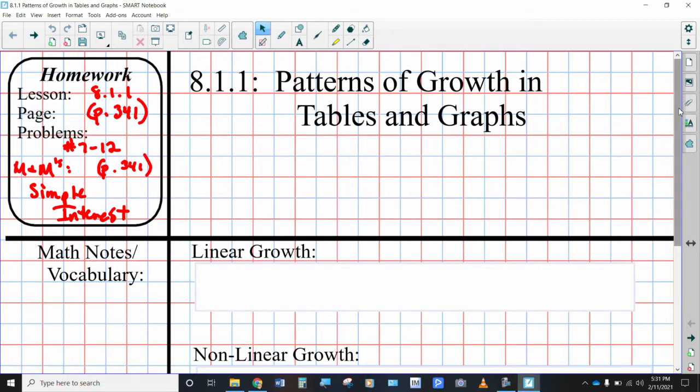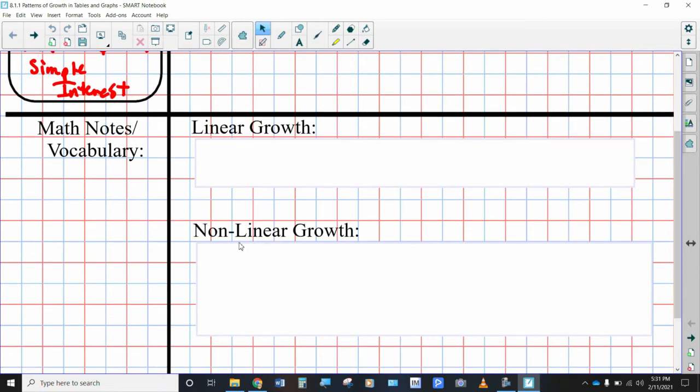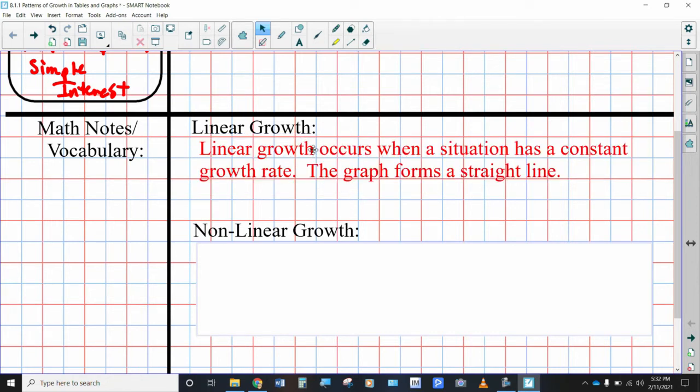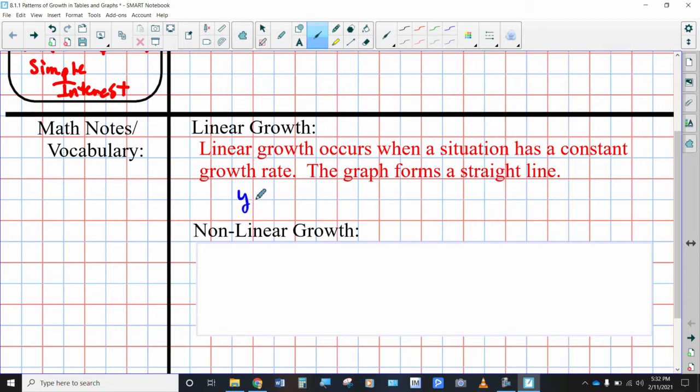And with nonlinear growth, there are a few different types of situations that would create nonlinear growth. But the one that we're going to be exploring in detail is going to be exponential growth and exponential growth functions. So just to clarify, linear growth occurs when a situation has a constant growth rate. You see that as a straight line on the graph. So we had equations where you had a growth rate and a starting amount, right? The y-intercept and the slope of the line.